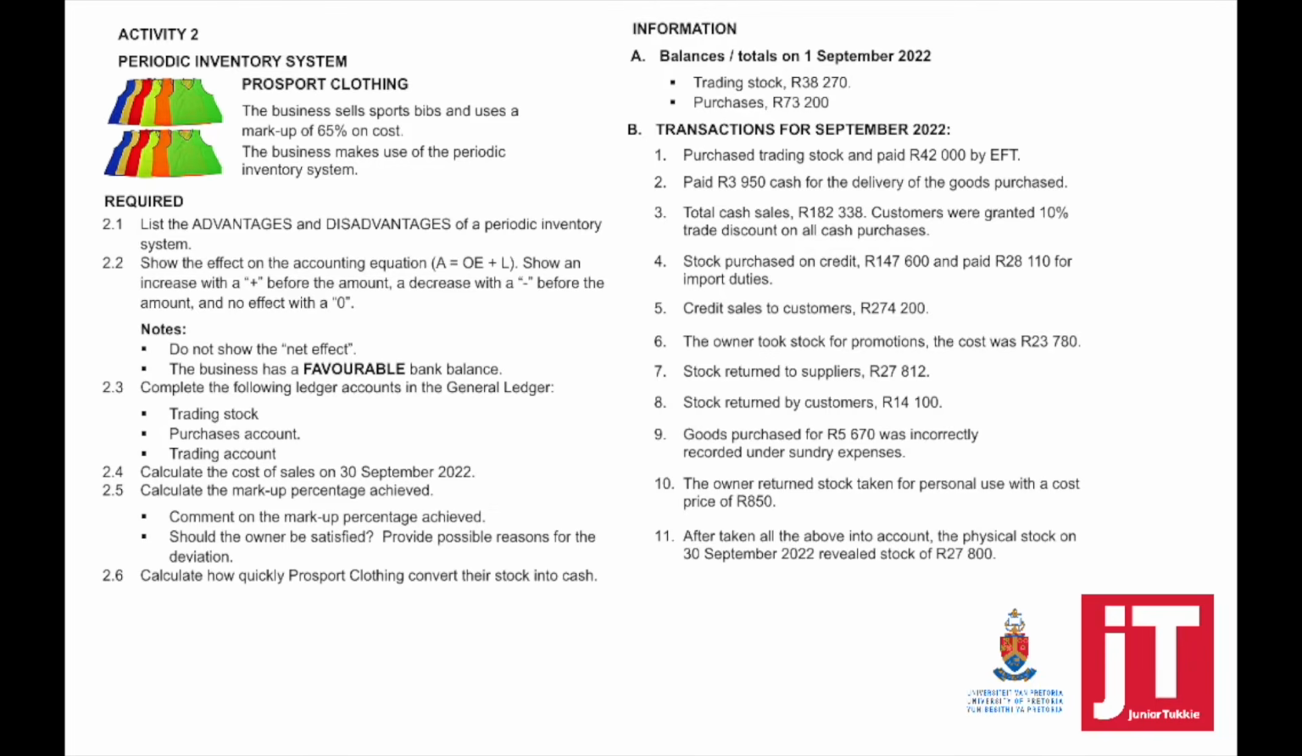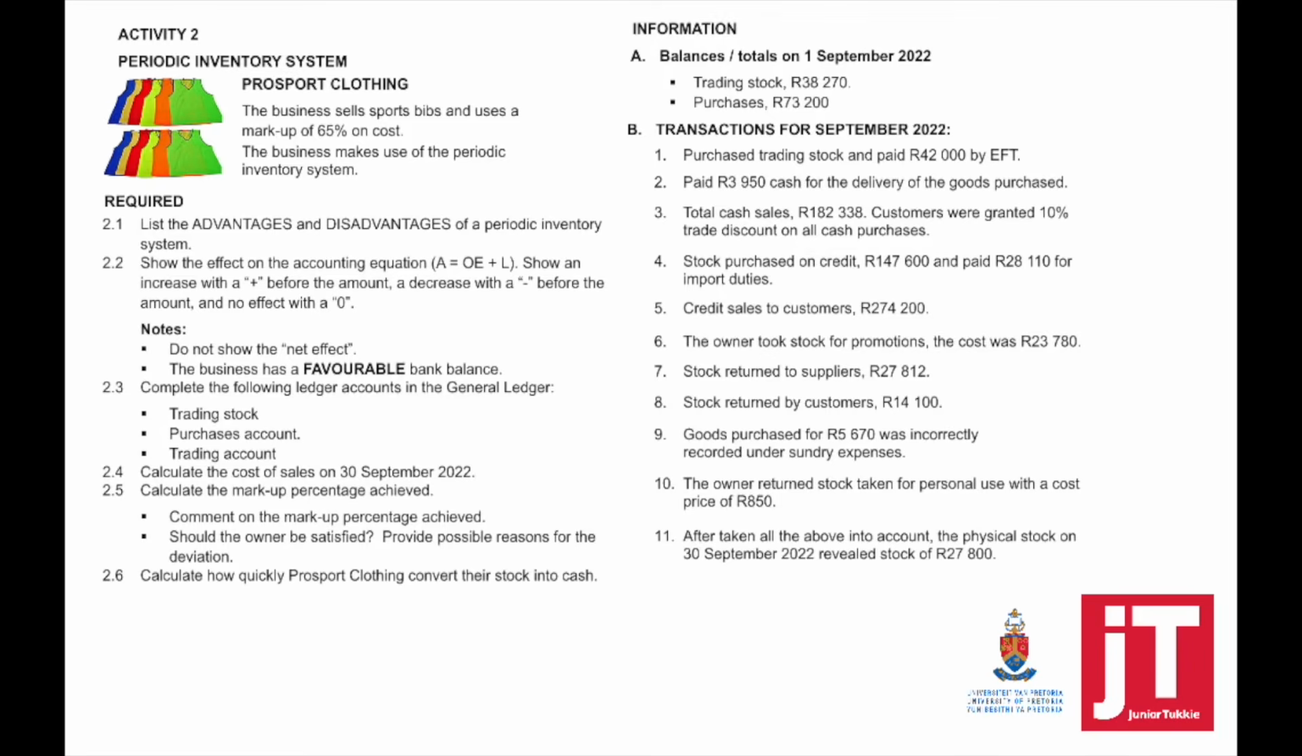2.2, show the effect on the accounting equation. Show an increase with a plus before the amount, a decrease with a minus before the amount, and no effect with a zero. Note, do not show the net effect. The business has a favorable bank balance. That is important to understand when you're doing the accounting equation. Because if the business has a favorable bank balance, then if any payments are made or any money is received, bank is regarded as an asset. If it said unfavorable bank balance, then it means that bank would have been regarded as a current liability.